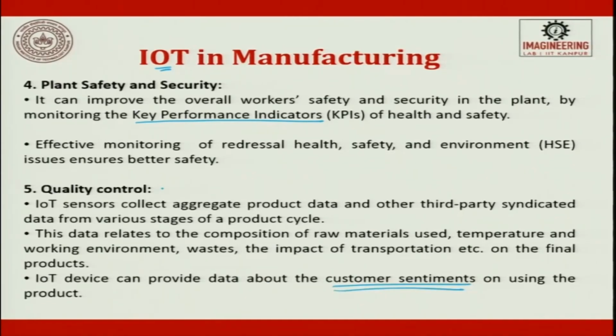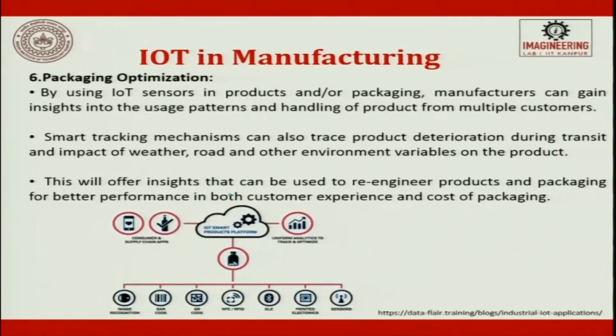Rest all you will know, but now you understand what we are talking about. Customer sentiment is also obtained by using IoT. Packaging optimization: by using IoT sensors in products and/or packaging, manufacturers can gain insight into the usage patterns and handling of the product from multiple customers. So, packaging optimization is also there.